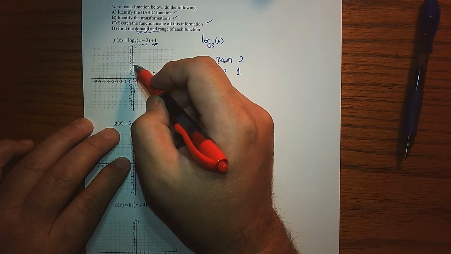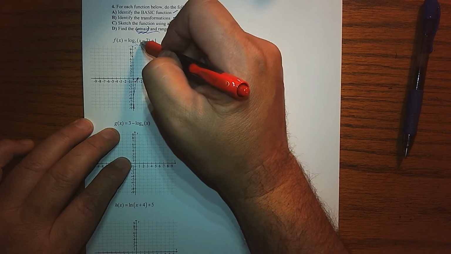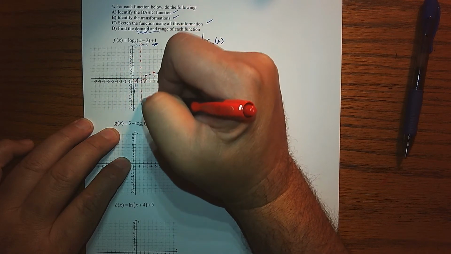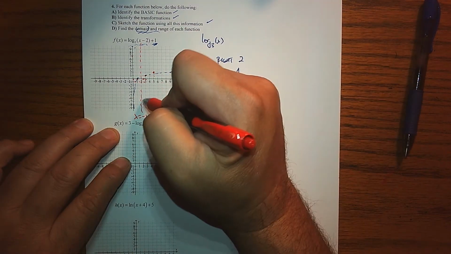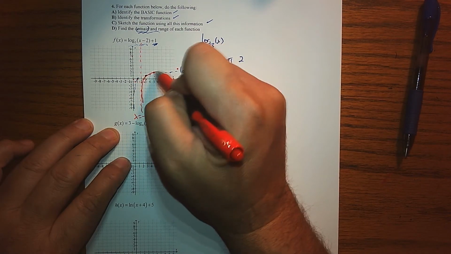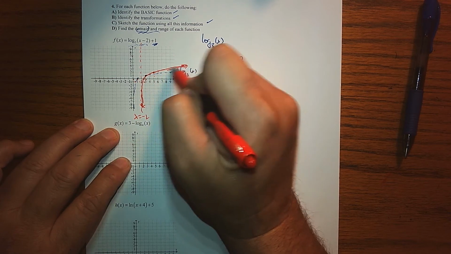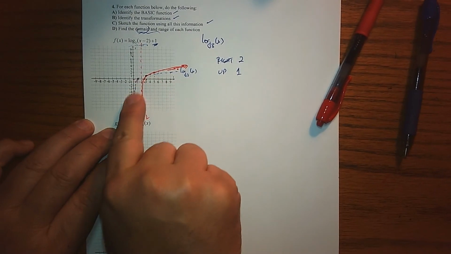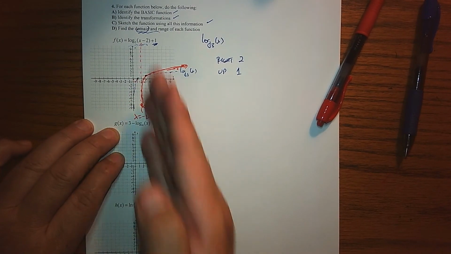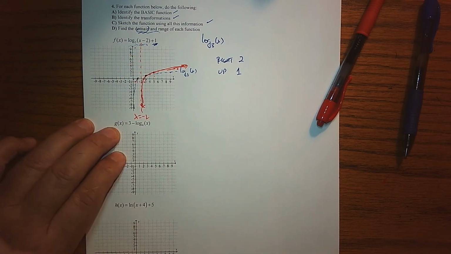Since we're moving over to the right 2, that means my vertical asymptote is also going to move, and it's now going to be the line x equals 2. So sketching that, I think what we end up with is that curve right there. What I have in red is the sketch of that dashed black line shifted over twice and moved up once. And the vertical asymptote will shift over twice as well.